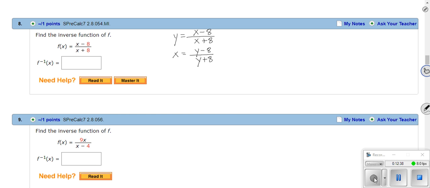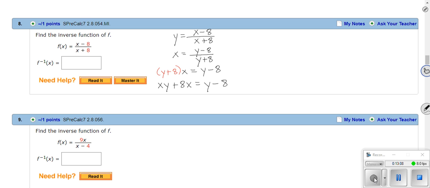Now, get the y plus 8 off the bottom. So now I've got to multiply this left-hand side by y plus 8 to get it off, right? You can think of it in terms of cross-multiplying or just multiplying both sides by y plus 8 and it cancels on the right, whatever. Now, this x has to be distributed. So this is xy plus 8x equals y minus 8.